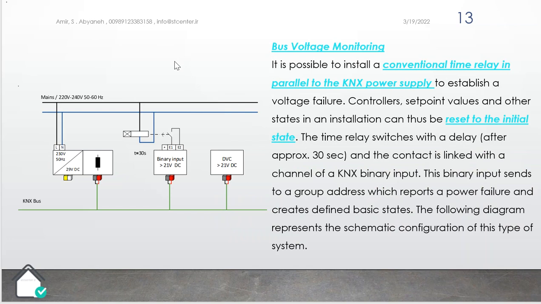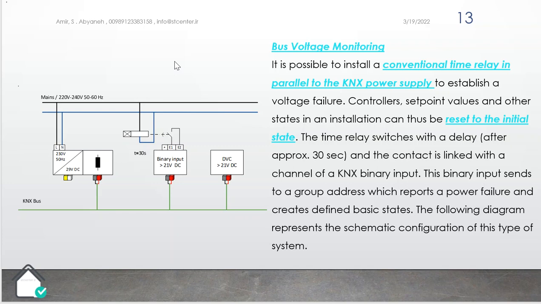It is possible to install a conventional time relay in parallel to the KNX power supply to establish a voltage failure. Controllers, set point values, and other states in an installation can thus be reset to initial state. It means you can reset everything by some information, by some telegram, by some packet of data that is coming from the binary input that we connected to the conventional time relay.